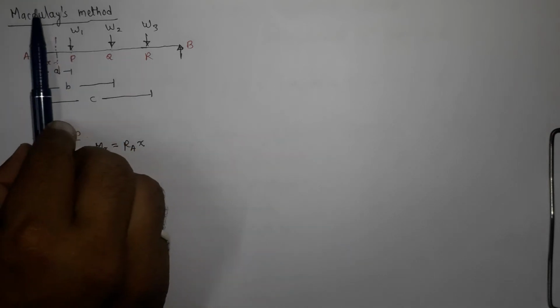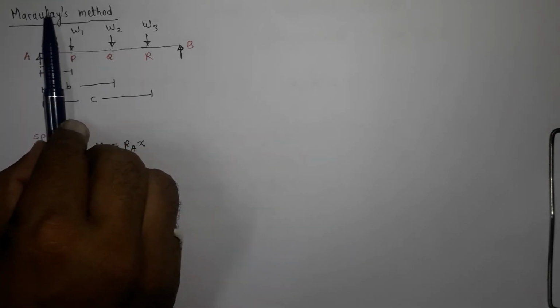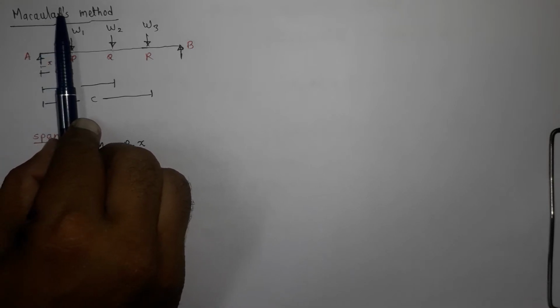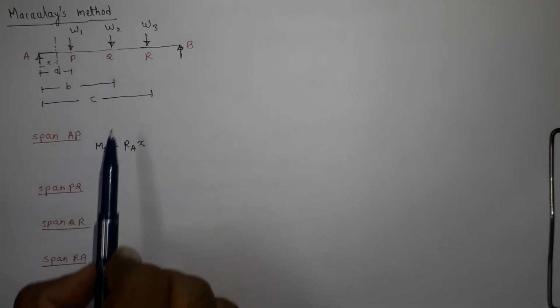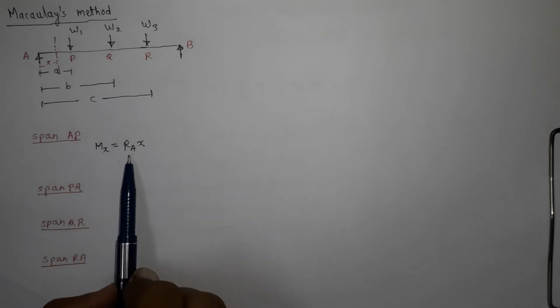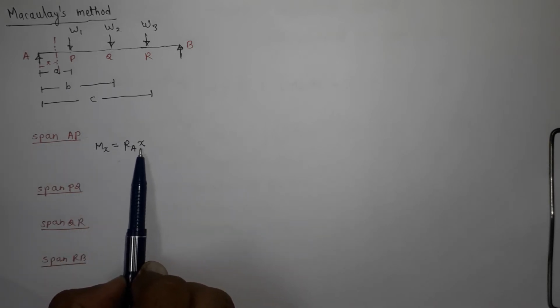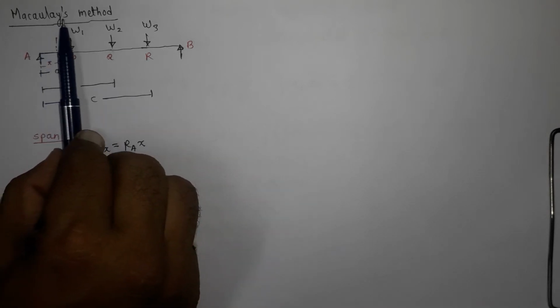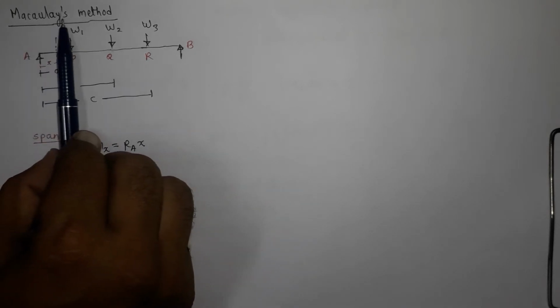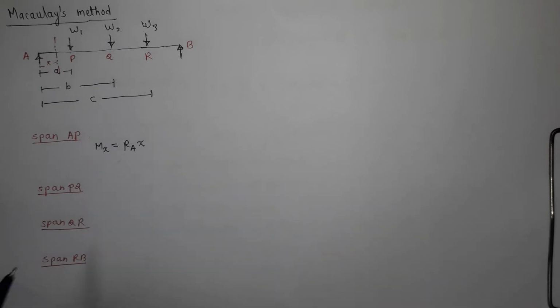So it is the bending moment for the first subspan. If I take a section anywhere in this span AP, I will find that the bending moment expression remains the same, but the magnitude of bending moment will change because x is a variable. So RA into x will be the bending moment for every section in the first subspan AP.